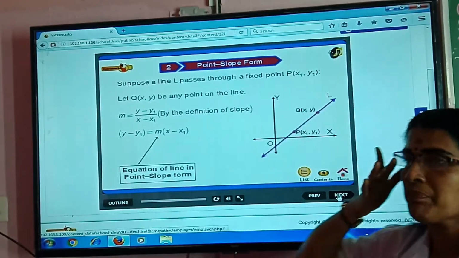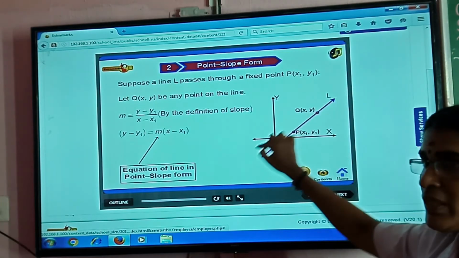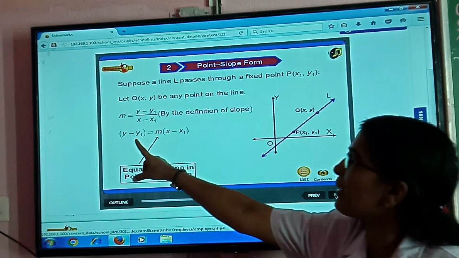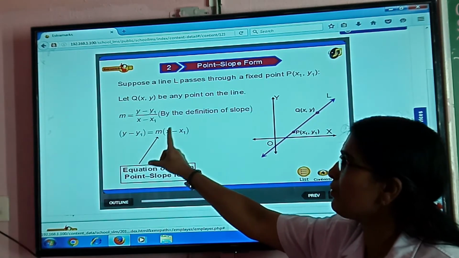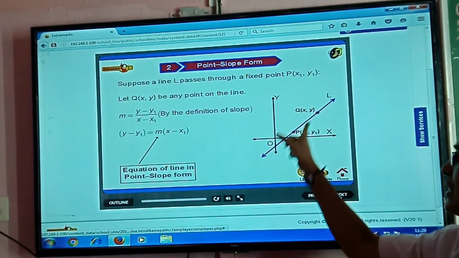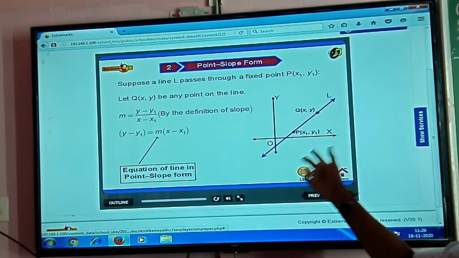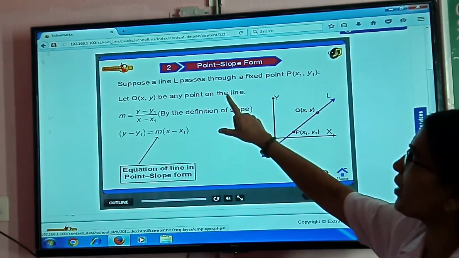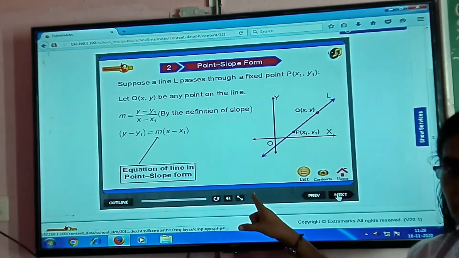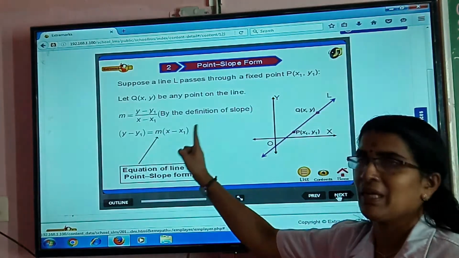That is the second type, called point slope form. That means one point and the slope of this line are given. How can we find the equation of this line L? y - y1 = m(x - x1), where (x1, y1) is a point on this line and m is the slope of this line. Is it clear, children? So this is the second type, and it is called point slope form. Here a point is given and the slope is given, and the equation is y - y1 = m(x - x1).